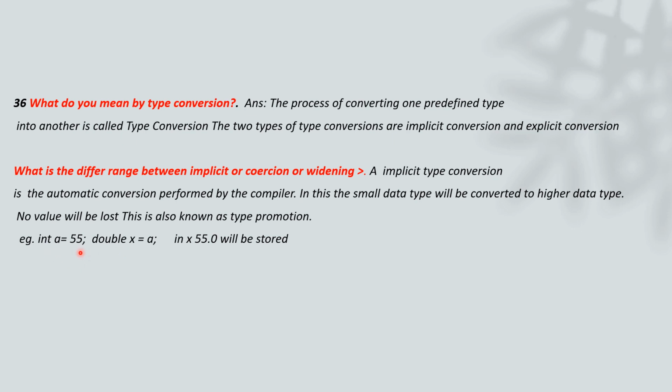So in int, 55 is there. If we store the value in a double, it will become 55.0 according to the data type. Double means decimal will be there. So we can see no data is lost. So implicit conversion of smaller data type into higher means automatic conversion.